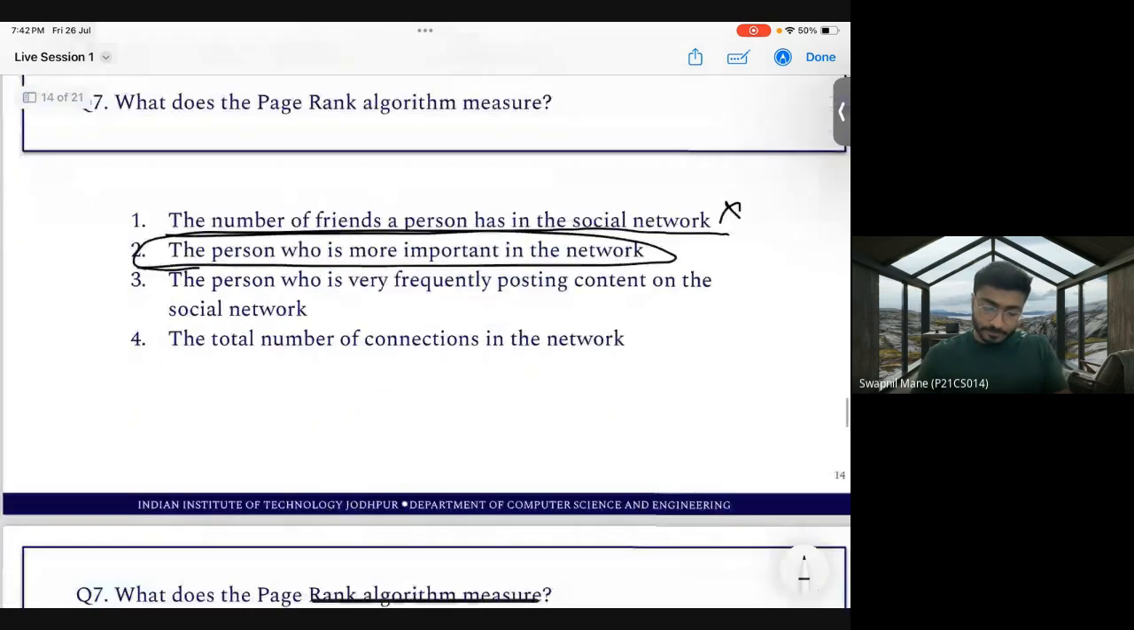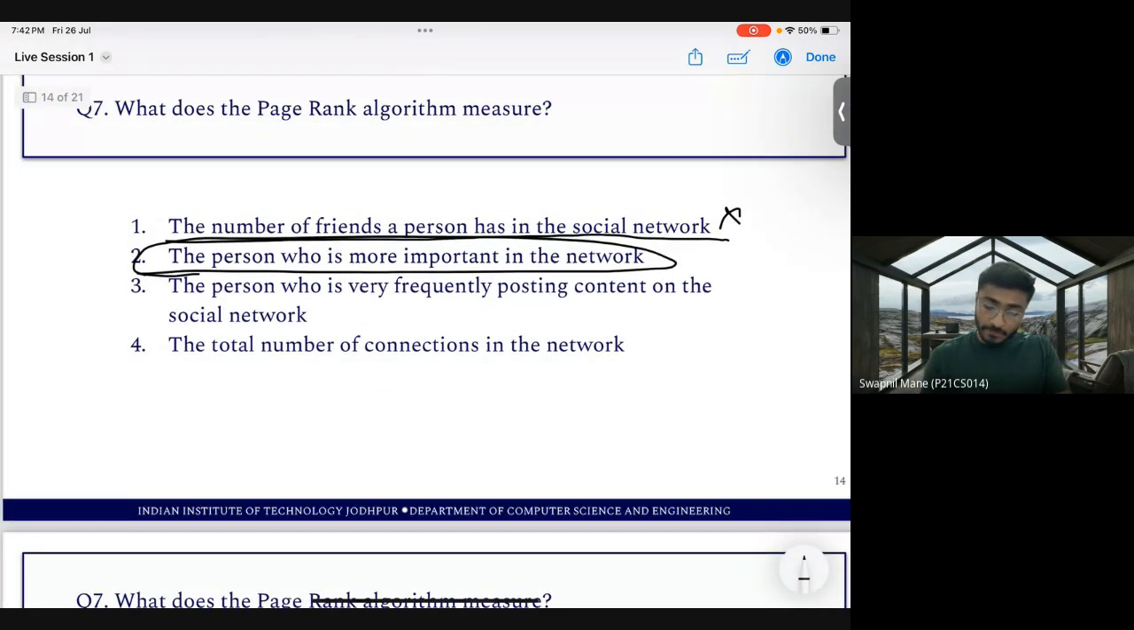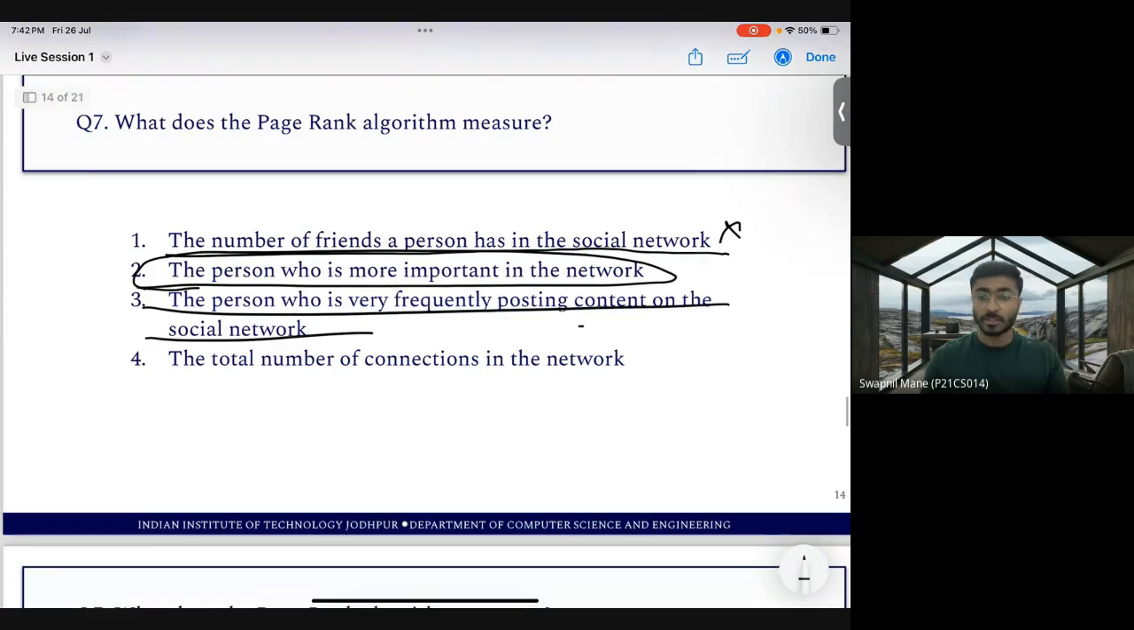The third option, the person who is very frequently posting content, this is not correct either. Because suppose I don't have many followers, I have only 5 followers, and I'm posting 5 to 10 posts daily. That is not affecting any other person's side. Only 10 people are influenced by my posts. So based on that, I'm not that important on the social network.